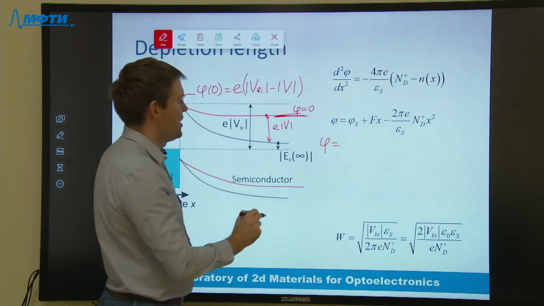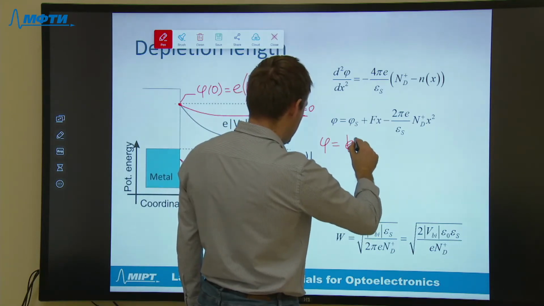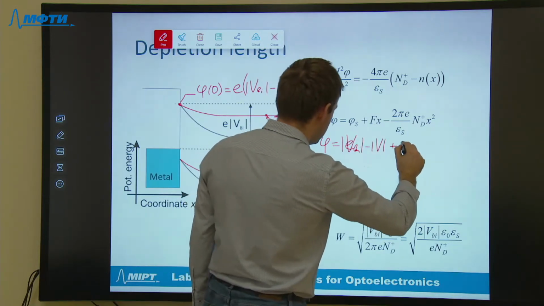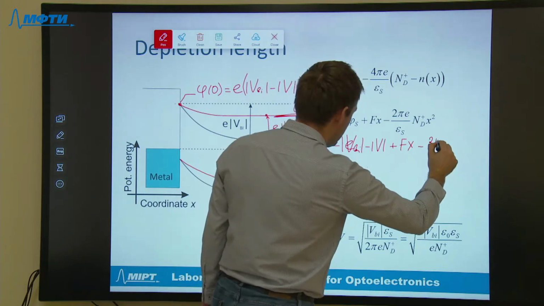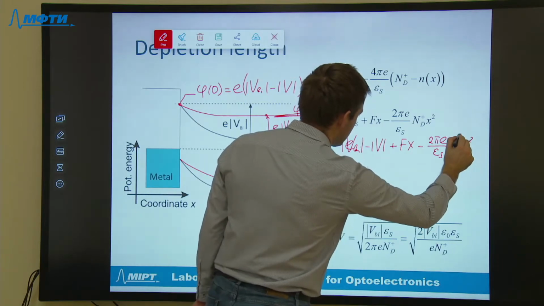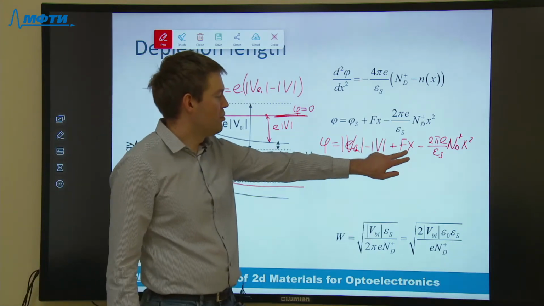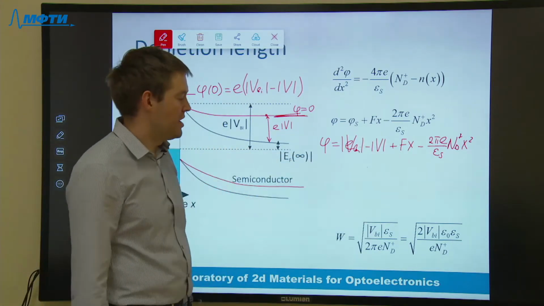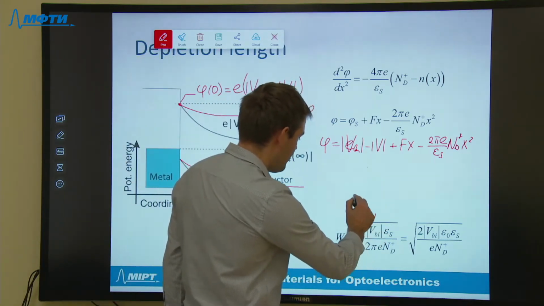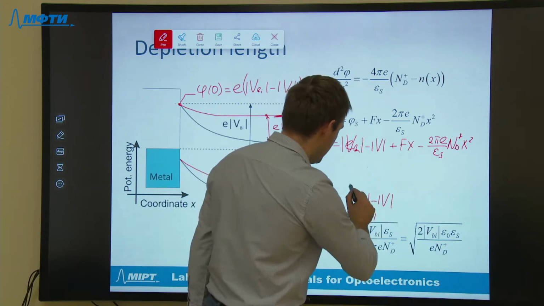In this case, the solution for the Poisson's equation would be V built-in minus V applied plus electric field F times the coordinate, minus 2 pi e over epsilon semiconductor times donor density times x squared. And the expression for the constant F would be indifferent when we bias the junction, and the expression for the depletion width would change. The built-in voltage should be replaced by the built-in voltage minus applied voltage.